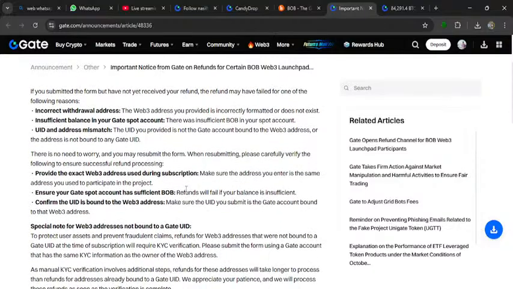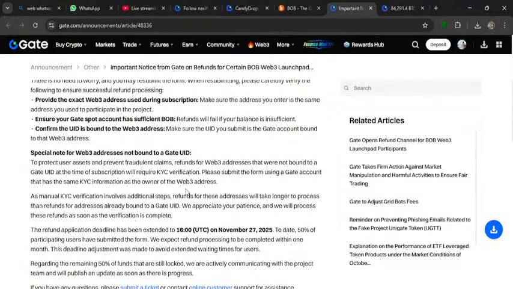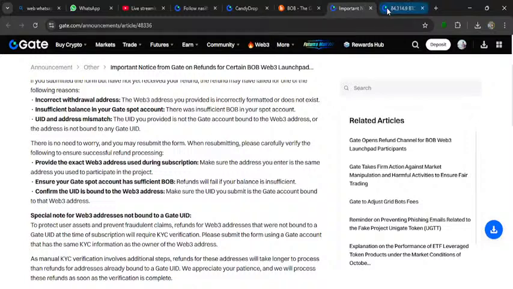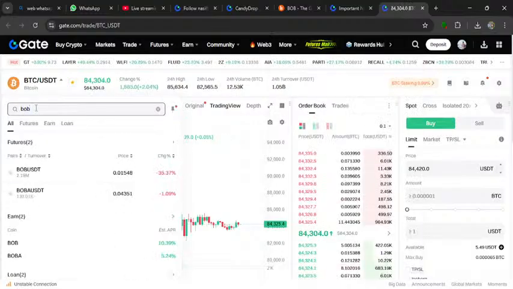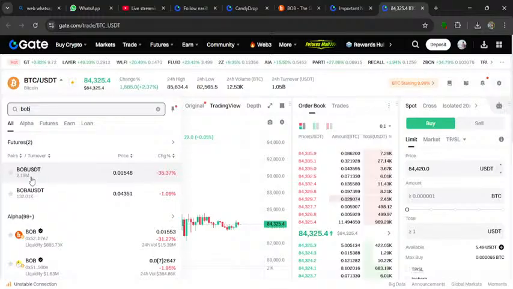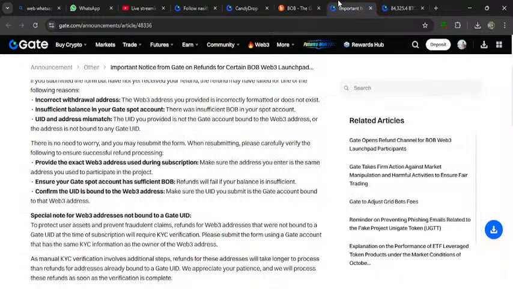If you submitted the form but have not yet received your refund, the refund may have failed for the following reasons. There is no need to worry, and you may resubmit the form. When resubmitting, please carefully verify the following to ensure a successful refund process.